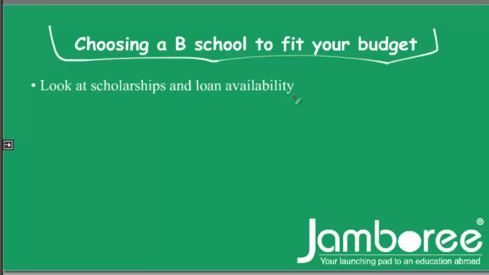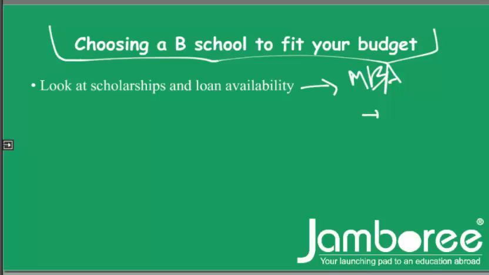Look at scholarships and loan availability. You will find this on the MBA website of that particular university. Usually the link is called funding your MBA or financing your MBA. If you click on it, you will see the various options, whether scholarships and loans are available or not. Also specifically look at the international student information.